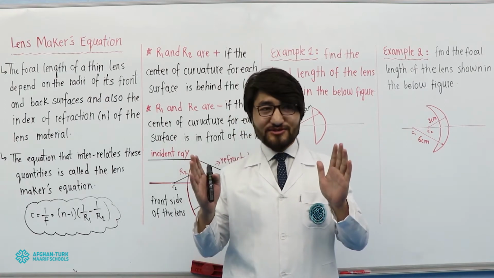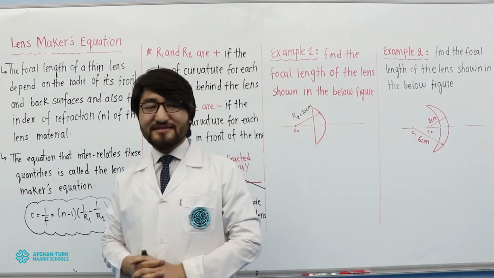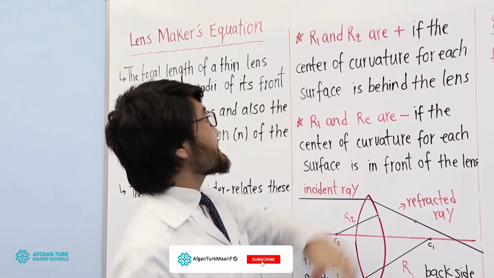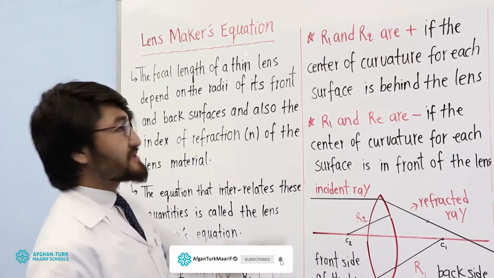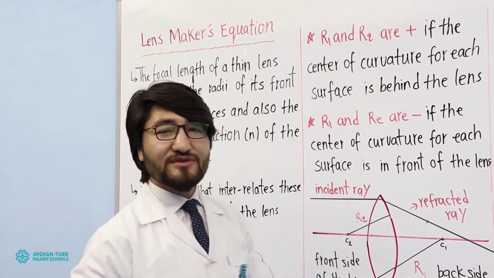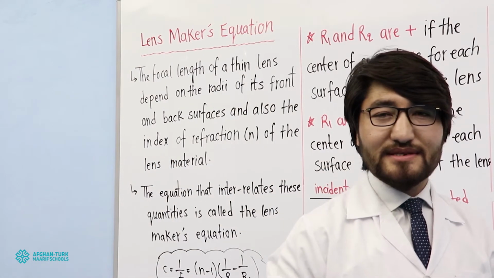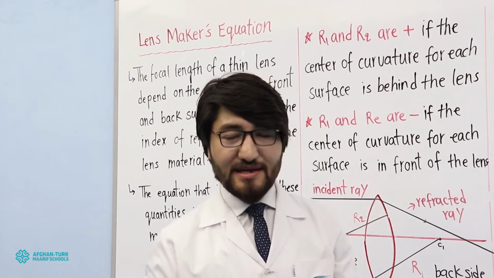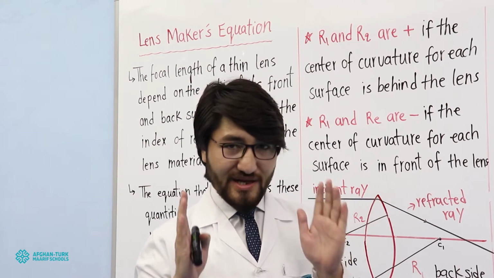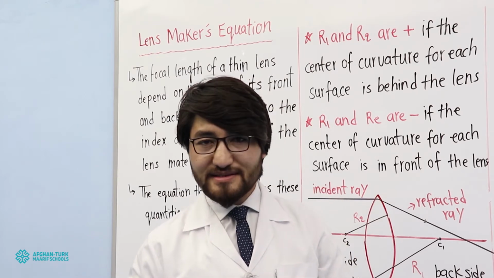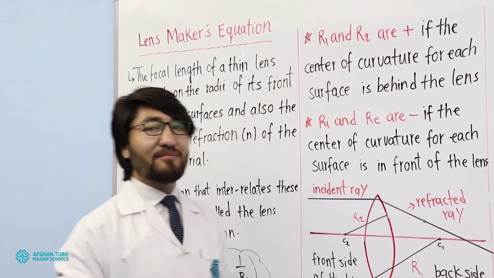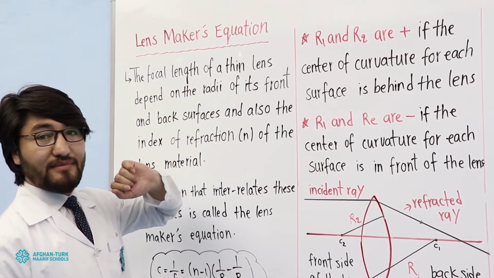Today I'm going to teach you a new topic of physics. That topic is the Lens Maker's Equation. In the previous video I told you about the power of a lens. The power of a lens depends on the focal length of the lens. Now, what is the lens maker's equation?